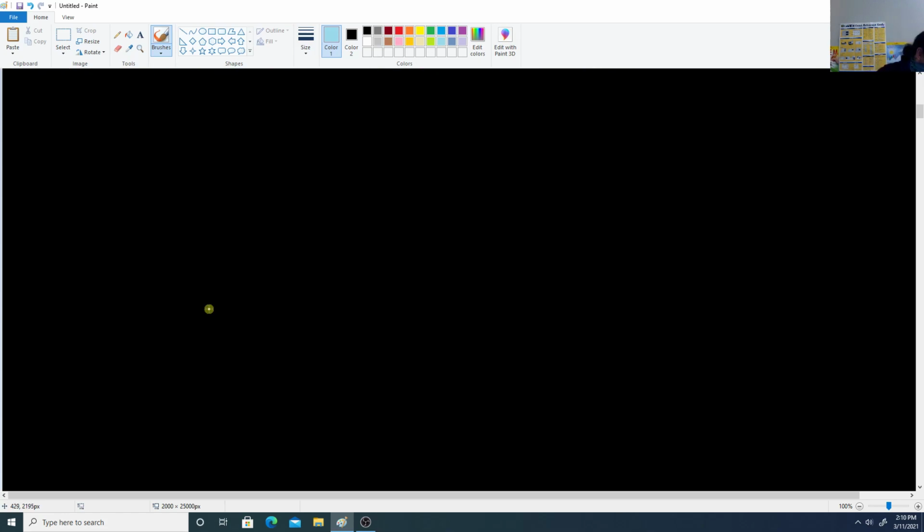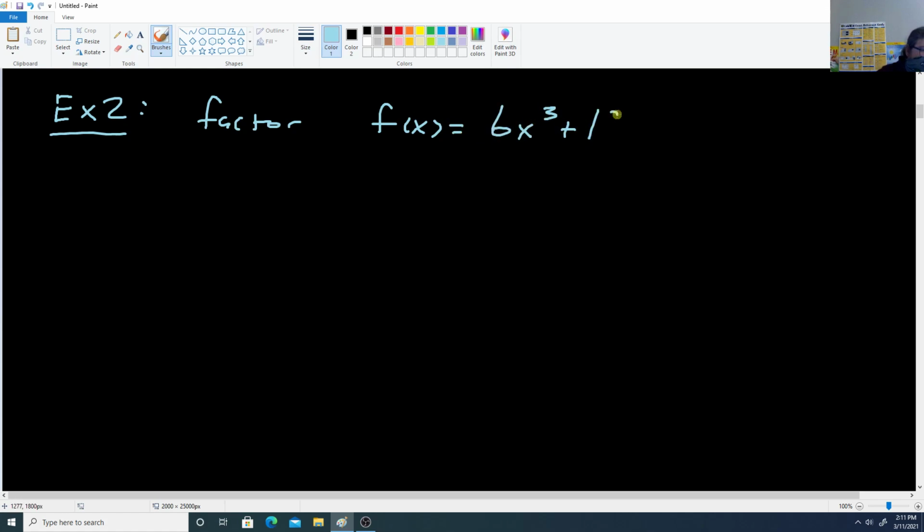So for our next bit here, we want to factor a polynomial given a 0. So this is example 2. So they want us to factor f of x equals 6x cubed plus 19x squared plus 2x minus 3 given negative 3 is a 0.